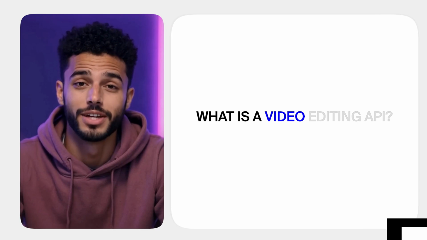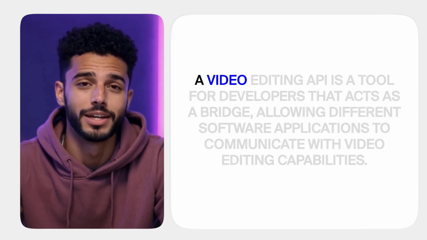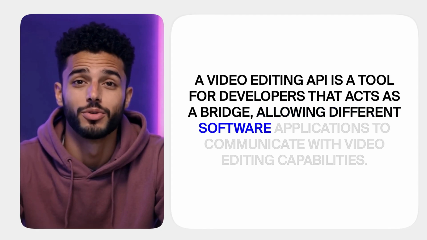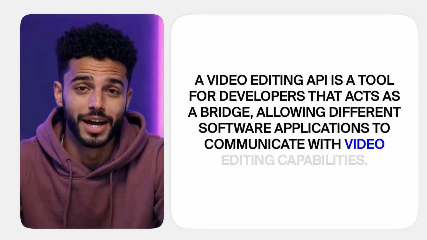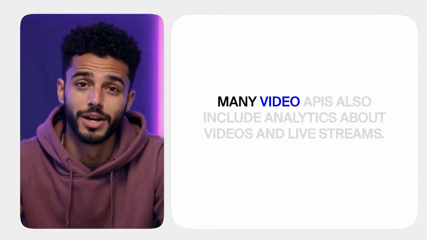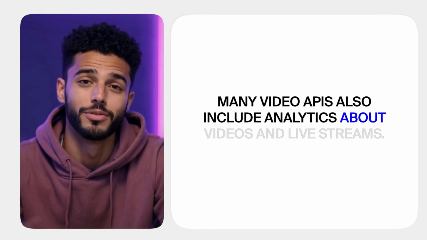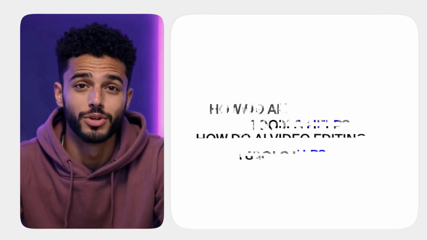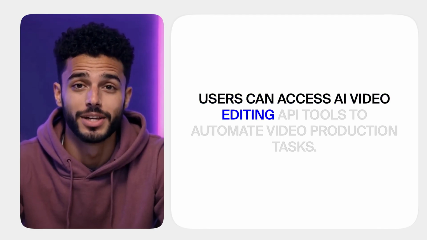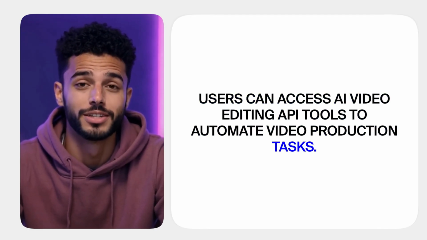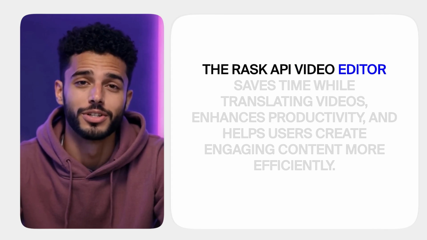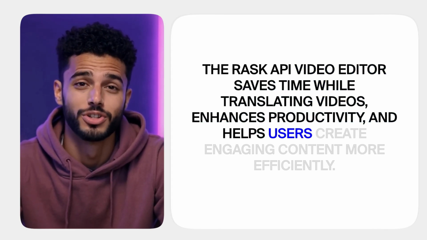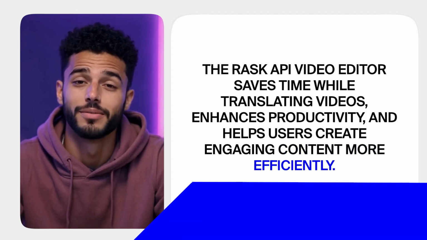FAQ. What is a video editing API? A video editing API is a tool for developers that acts as a bridge, allowing different software applications to communicate with video editing capabilities. Many video APIs also include analytics about videos and live streams. How do AI video editing tools help? Users can access AI video editing API tools to automate video production tasks. The Rask API video editor saves time while translating videos, enhances productivity, and helps users create engaging content more efficiently.